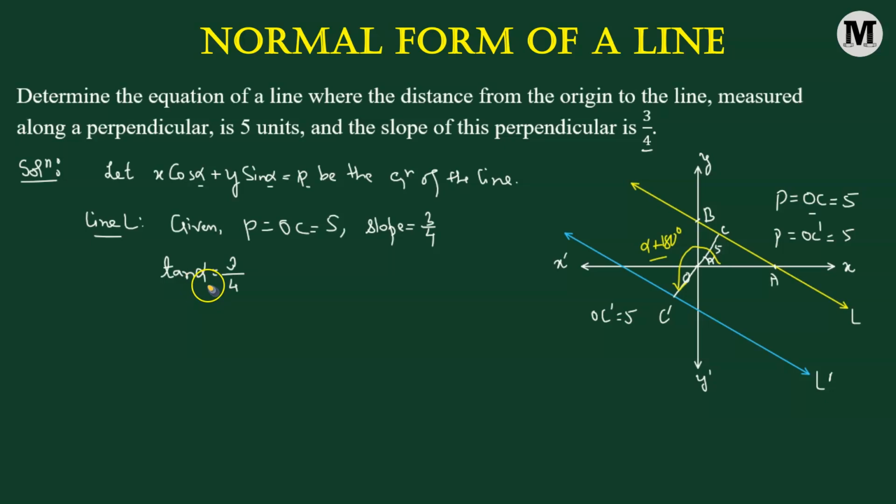So using this, we need to find out the value of cosine alpha and sine alpha. Now that's an extremely easy task. So what we can do here is consider a right angle triangle. We have 90 degrees here, and let's consider this to be the angle alpha.